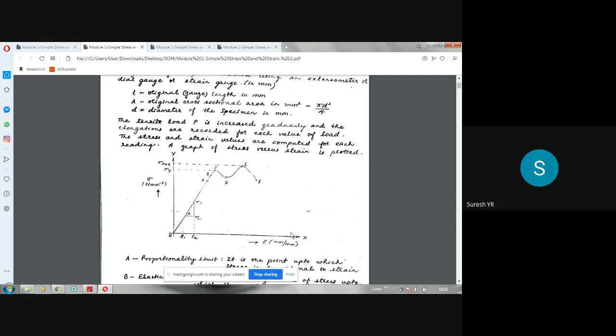The initial length is also called the gauge length. So when it is subjected to a tensile test, when the load increases, stress also will increase, because P by A is the formula, you know.